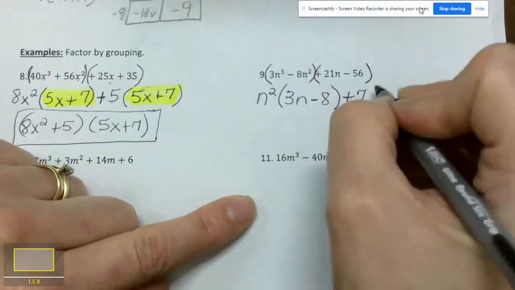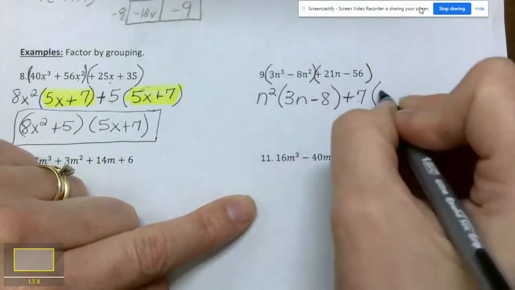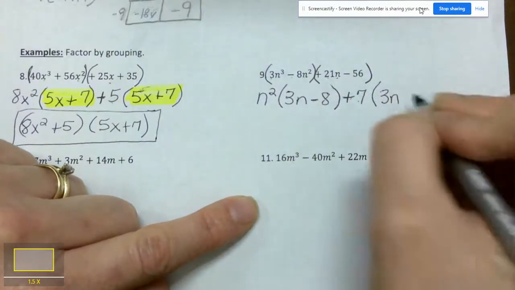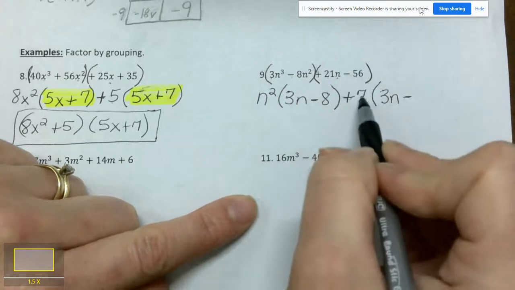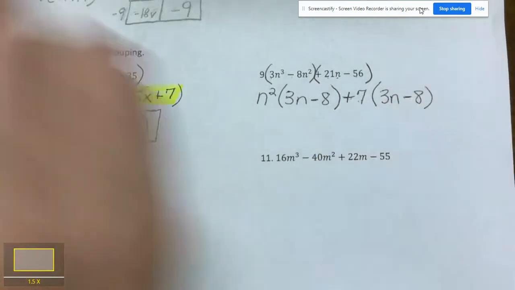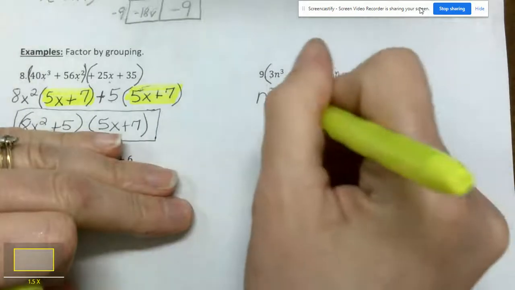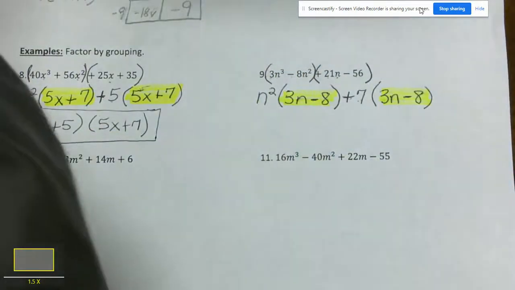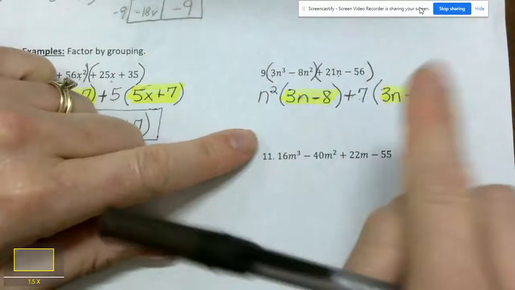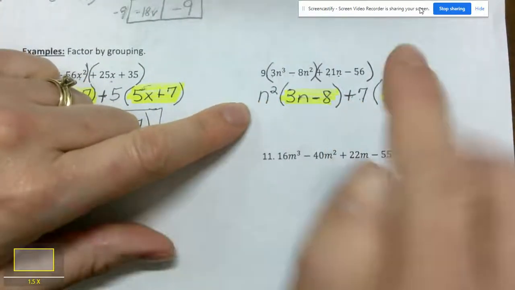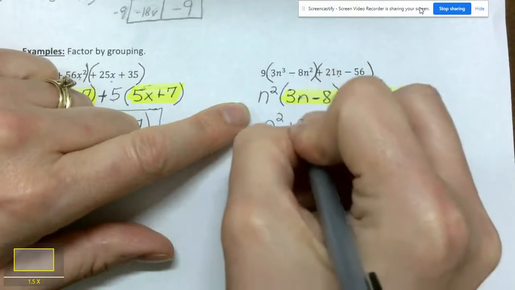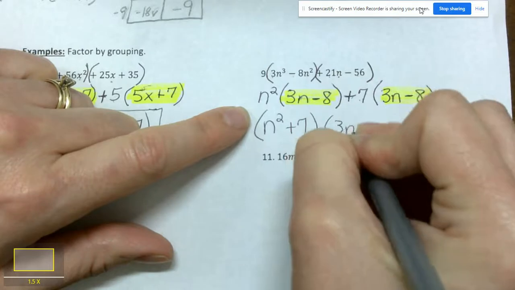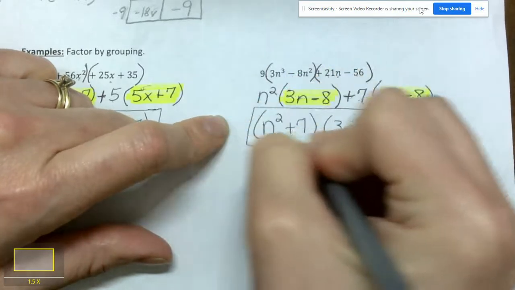Okay? All right, 21 divided by 7, that's 3. And I've got an n there, so I pull that n down. Minus 56 divided by 7, that's 8. Okay, it happened again. Look here. 3n minus 8, 3n minus 8. That's what you want to happen. So when that happens, you write down what's outside the parentheses, n squared plus 7, and then what is in the parentheses one time, 3n minus 8. And this is your answer.